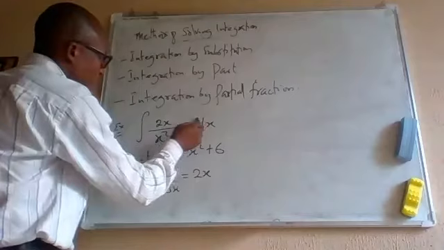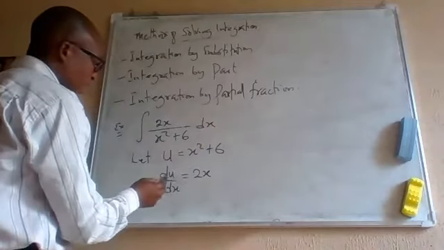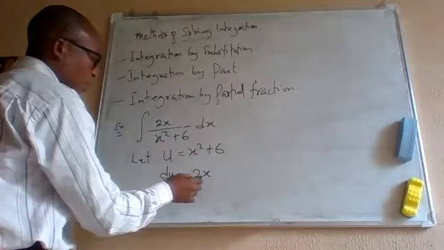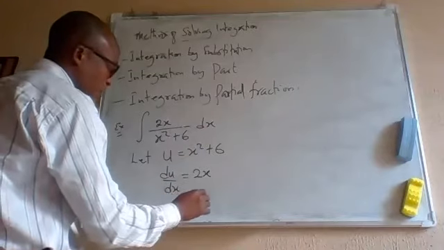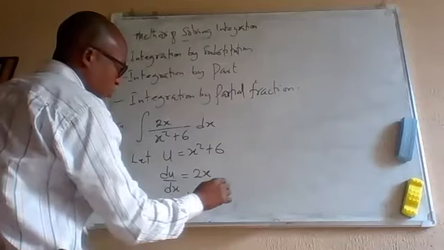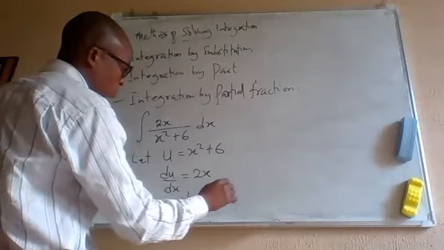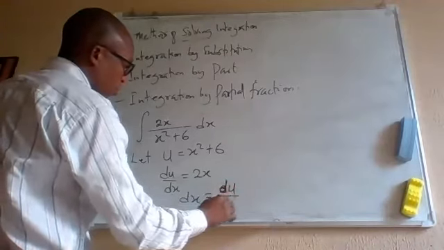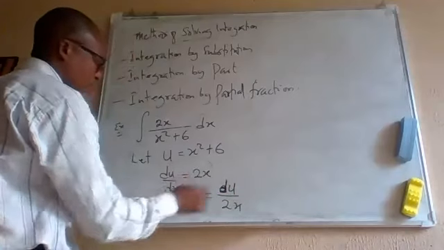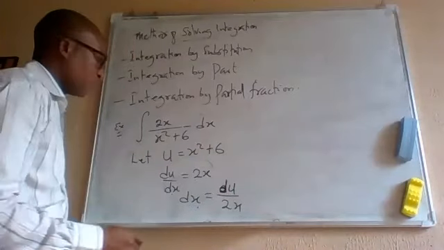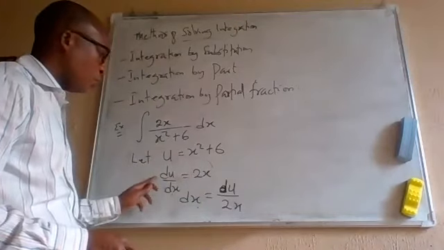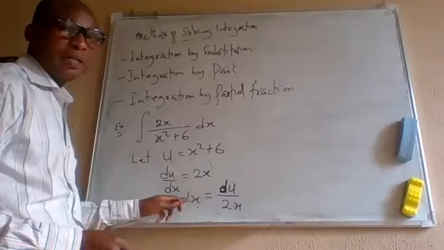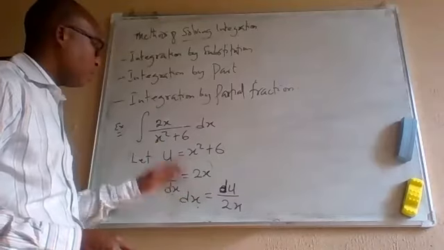Okay, you can see that we have du over ds equal to 2s. So make ds the subject here. When you make ds the subject, you have ds equal to du over 2s. Once you can identify your u, differentiate your u, and make ds the subject, the problem is half solved.